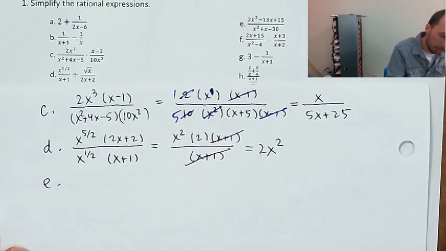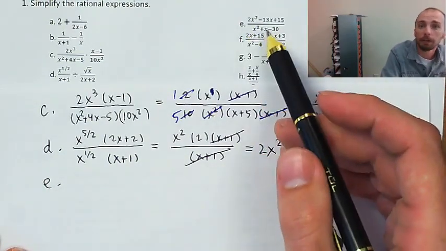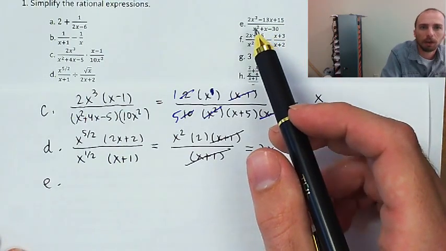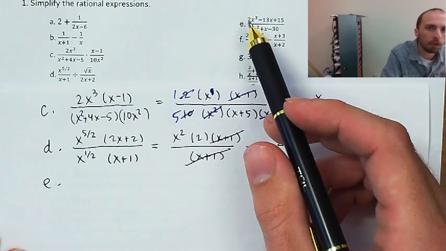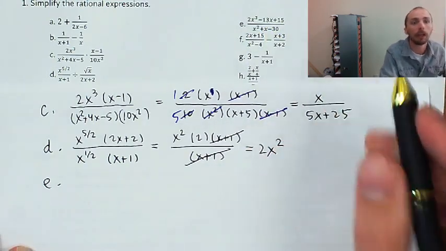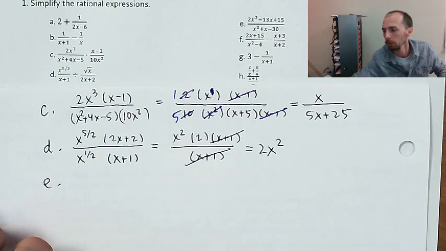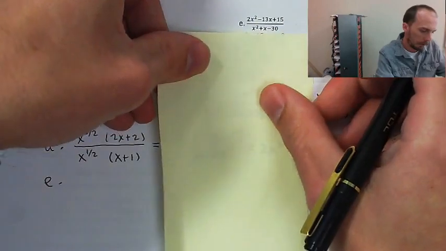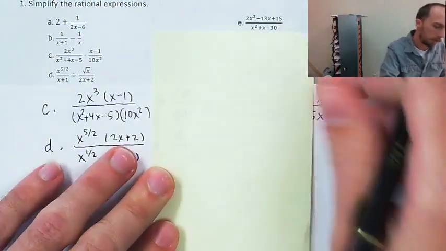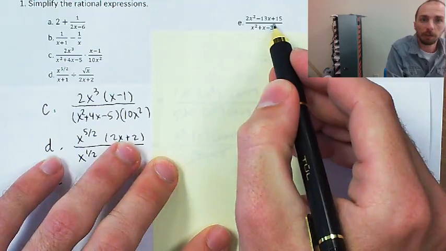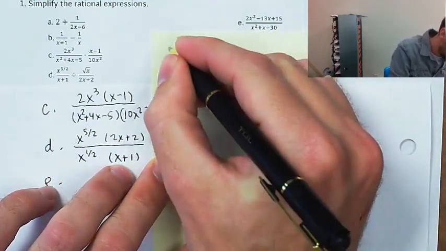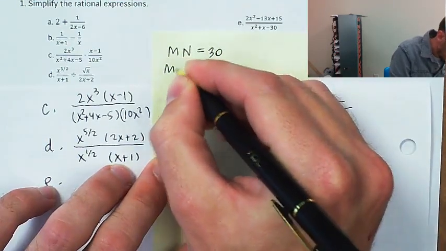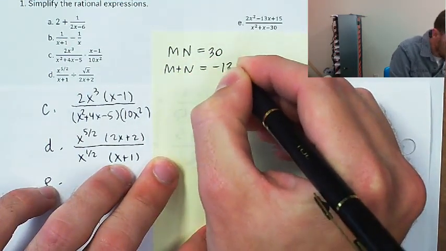E is just a fraction on its own, and so I'm going to need to factor and hope to see common factors. Let's see, what are we working with here? The numerator has a leading coefficient that's not 1, and it can't be factored out of the whole thing. For the numerator, 2x squared minus 13x plus 15, I'm going to multiply the 2 and the 15, and look for two numbers, m and n, that multiply to 30 while adding to negative 13.